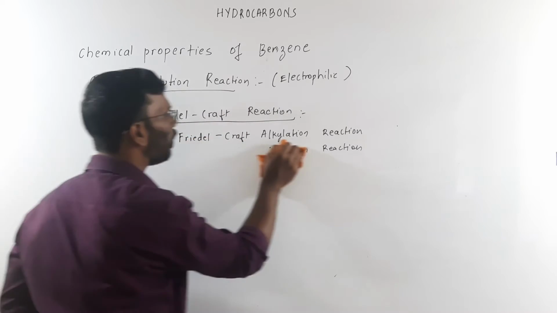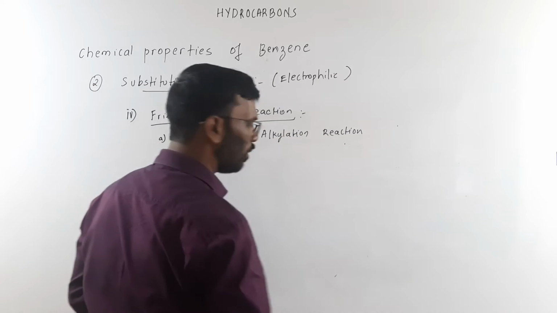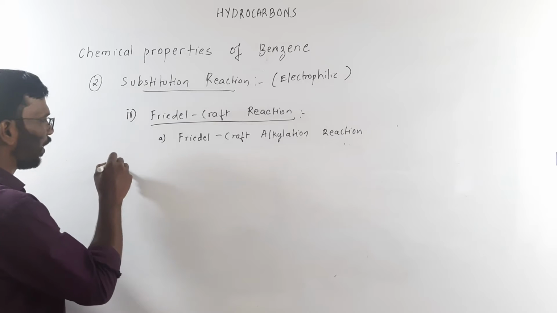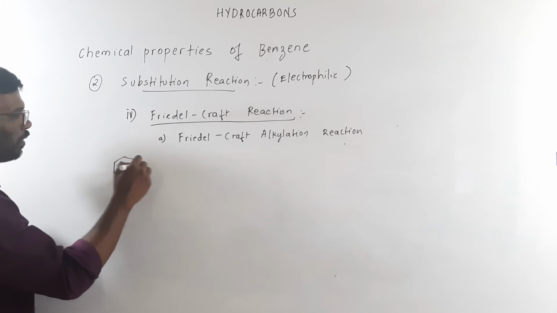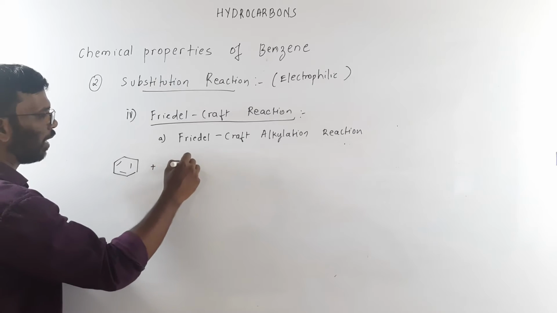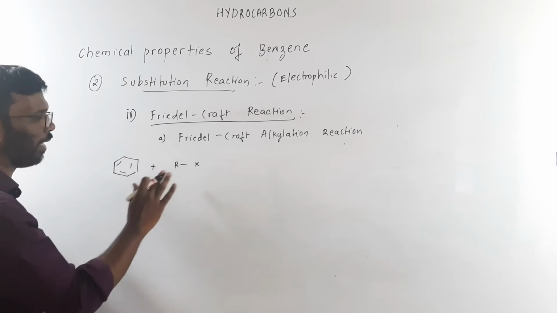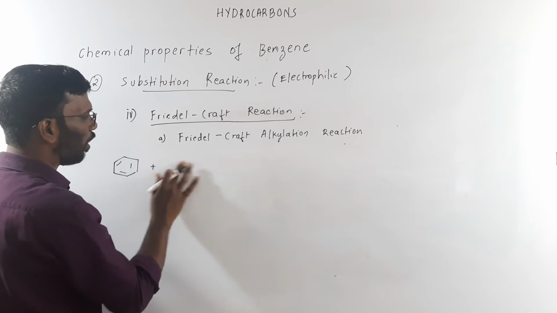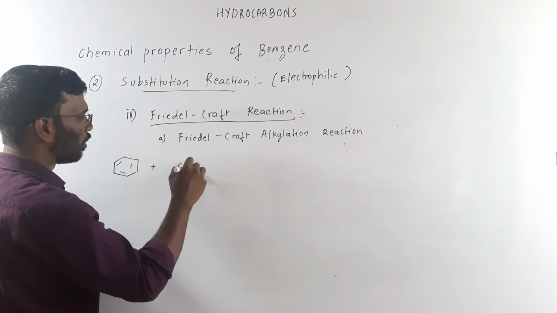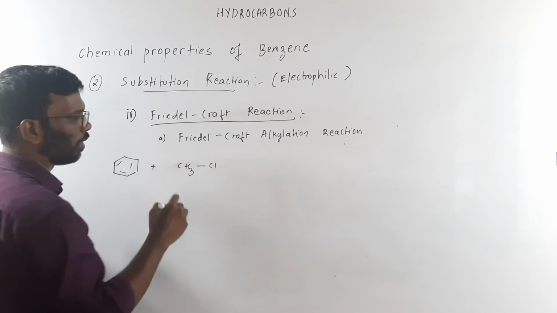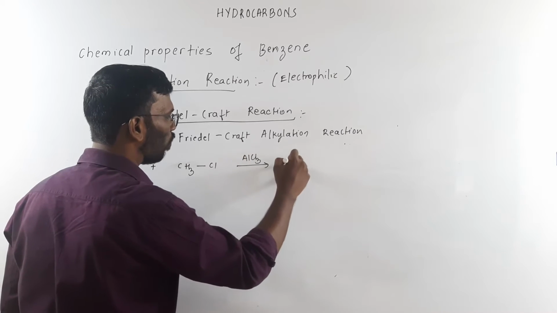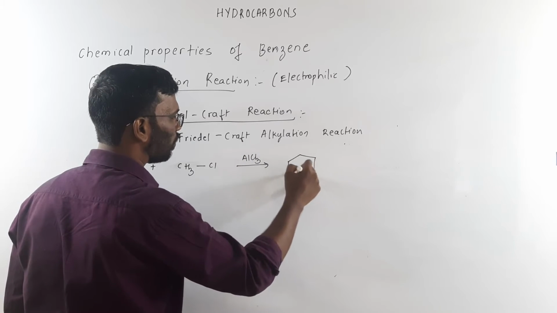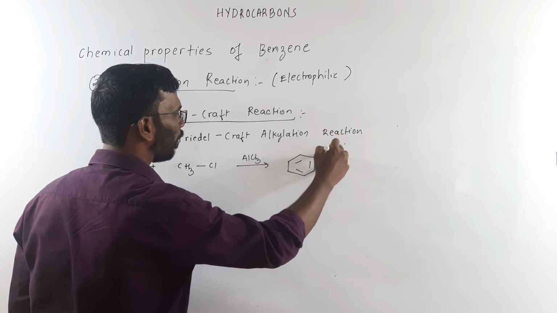So let's understand Friedel-Crafts alkylation reaction. The reaction goes this way. This is a benzene, and let's take this alkyl halide. Means I'll take the real example. Instead of RX, I will take this CH3Cl, and in the presence of AlCl3, what we get is a alkyl substituted benzene.